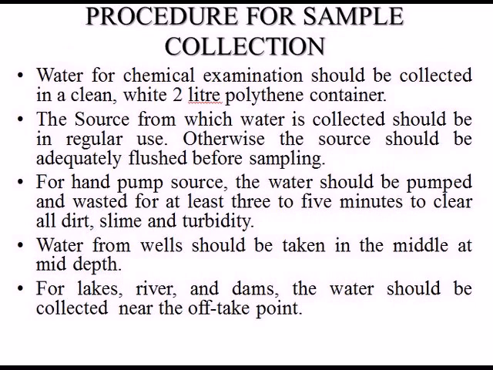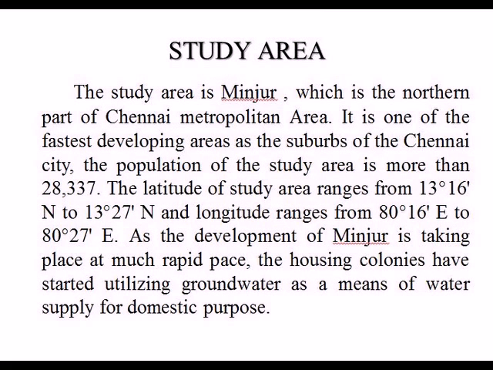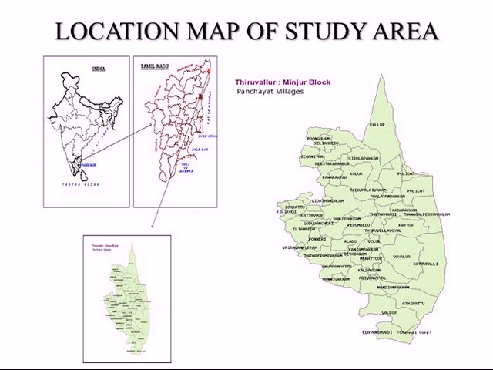Aim of the project is to analyze the surface water around the Minjur and to identify the spatial variation of groundwater using geographical information system, that means GIS software. Objective: to analyze the surface water around the Minjur, to identify the spatial variation of quality using GIS software. Third one is to generate integrated groundwater quality mapping for the study area. Let's move on to introduction.